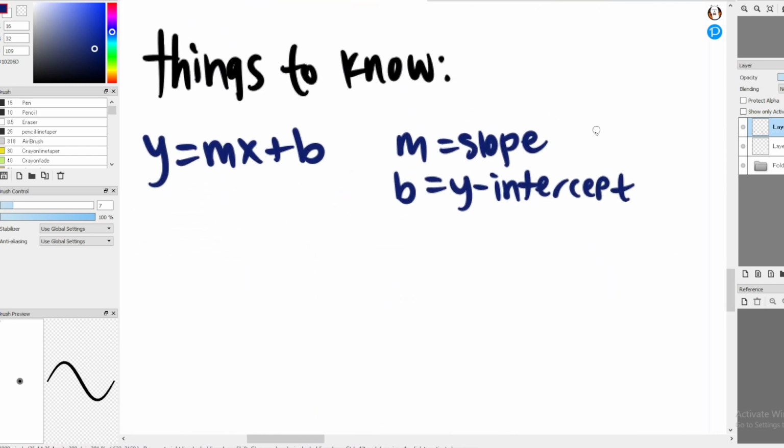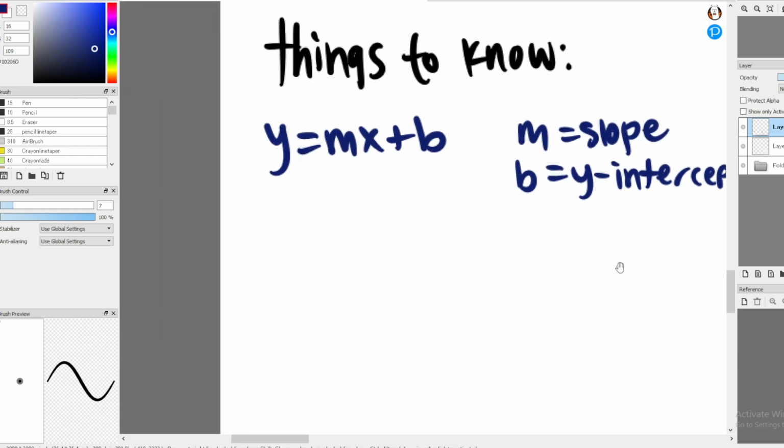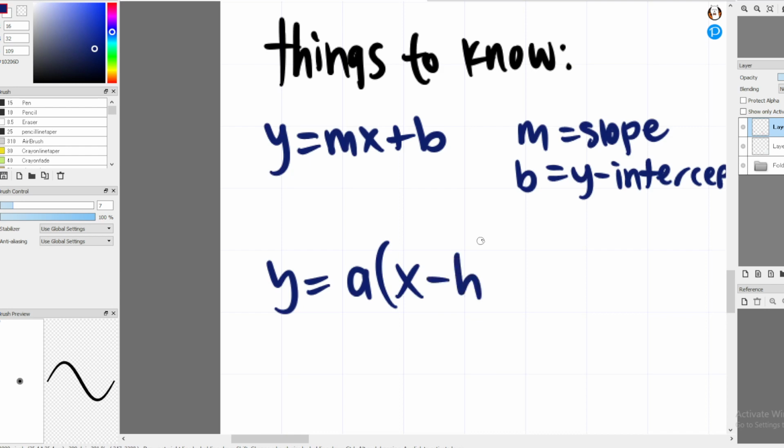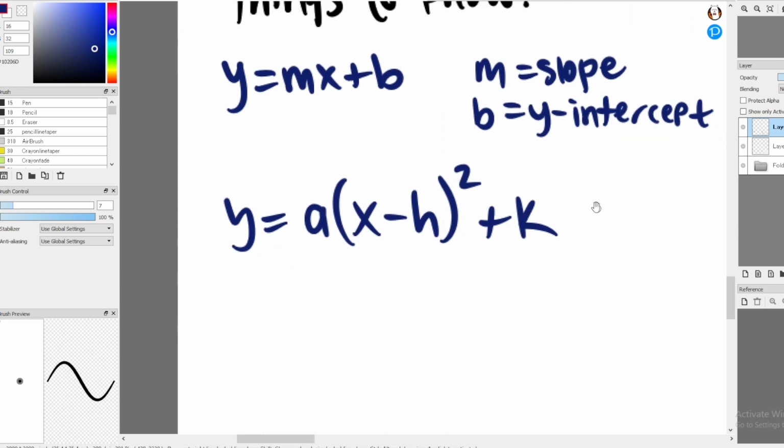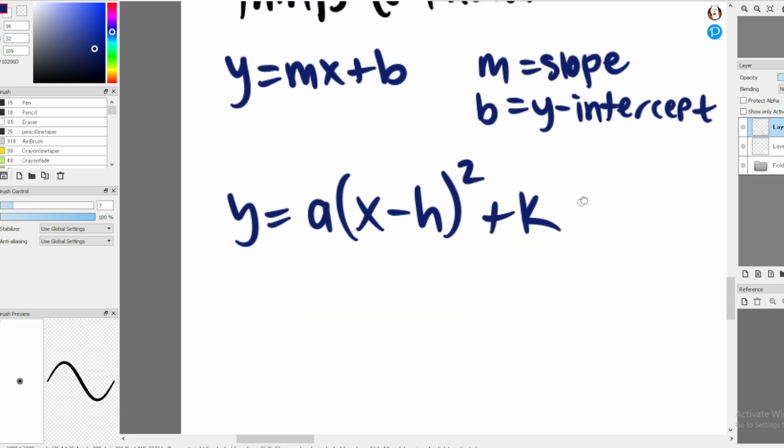But for the other functions that we deal with, typically, so for example, let's look at quadratics. Quadratics are y equals x squared, but their vertex form goes like this: a(x minus h) squared plus k. Where a tends to be our stretches and compresses. H usually is our side-to-side movement, so if you're moving to the left or right. And k is our up and down movement.